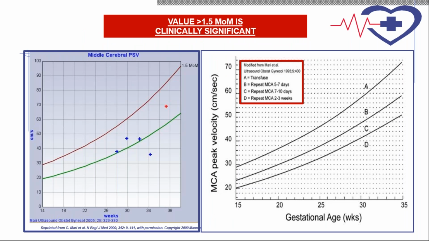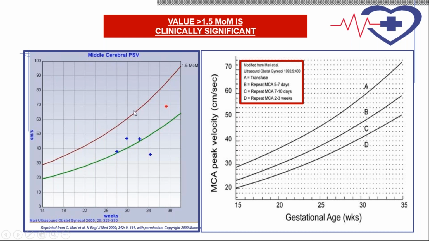Yeah. Now you can see on the right hand side, the left chart is very nice. So this red line shows you the 1.5 MoM of middle cerebral artery peak systolic velocity at all gestational ages. As long as between the green line and the red line is the zone which is mild to moderate anemia, below the green line is normal hemoglobin, no anemia, and above it is severe anemia.